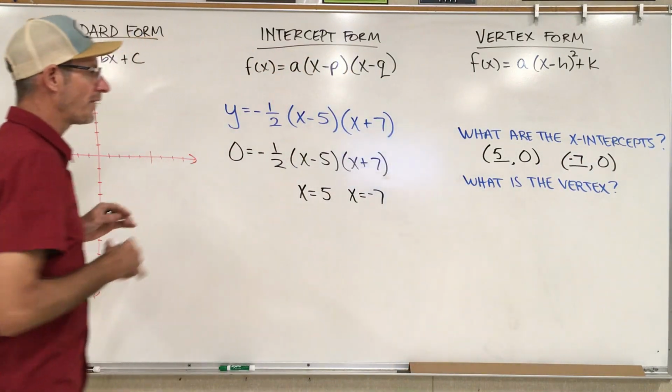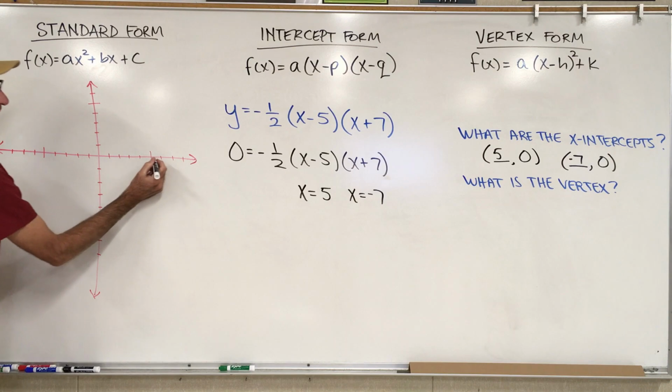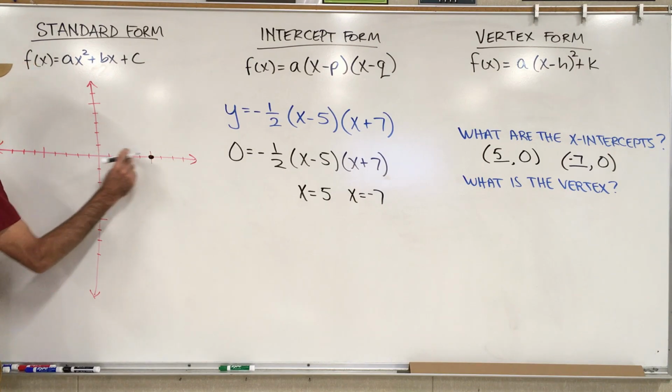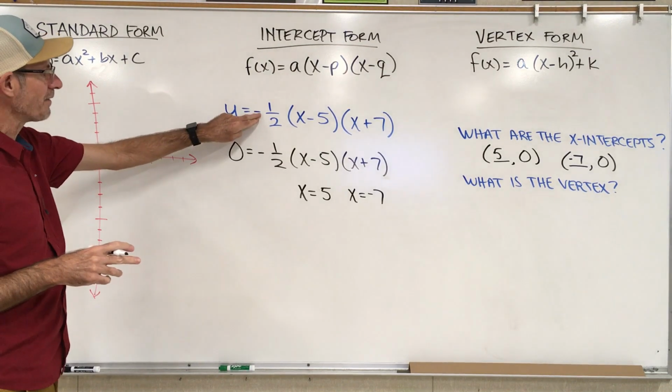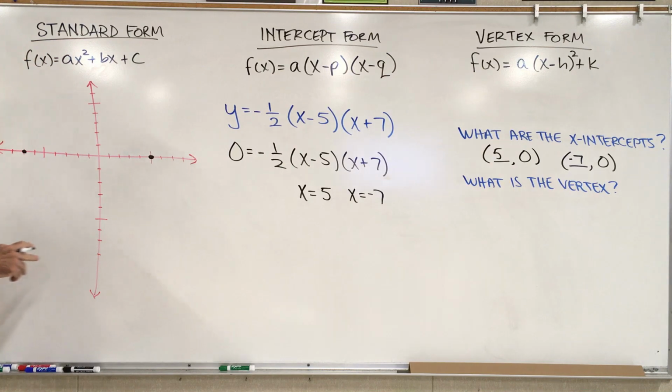So if we put those on the graph, 5, 0 would be right here, over 5, but not up or down because it's the x-intercept. And then -7, 0 would be here, 7 to the left, but not up or down, because then it wouldn't be on the x-axis. So those are the two x-intercepts. So our parabola is going to open down, have a vertical shrink of 1/2, and it's going to pass through these two intercepts. So it's going to look something like this.